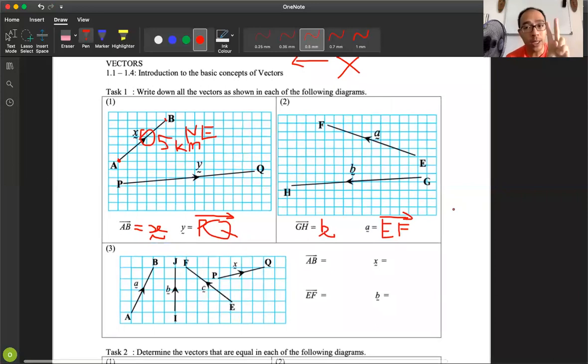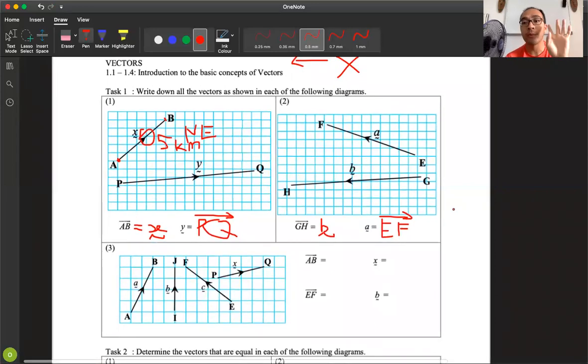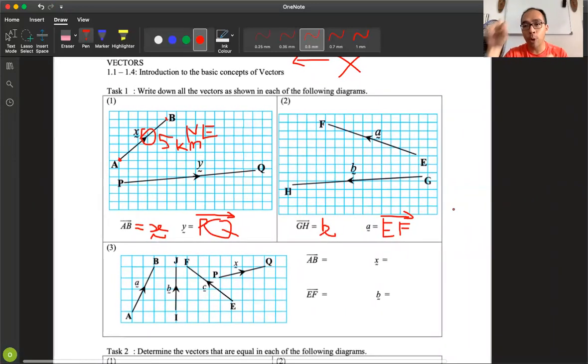Itulah dua cara. Two ways that we represent vectors: either from point to point, or the other way is the entire distance represented by a letter, the entire distance and direction. The direction also plays a very important role.